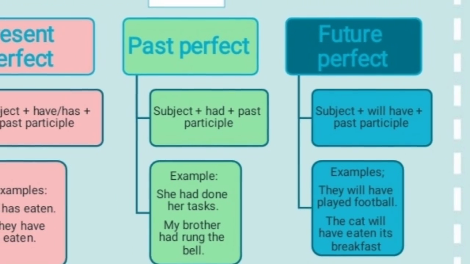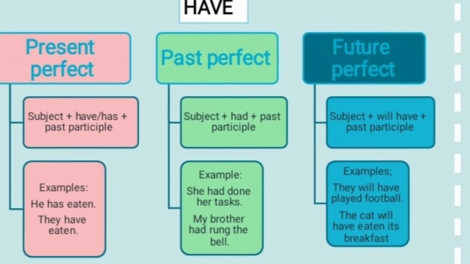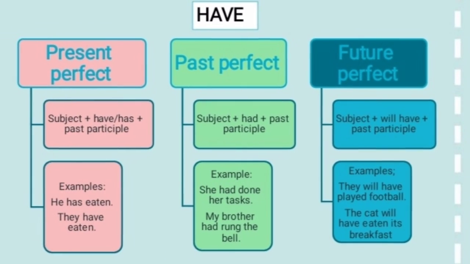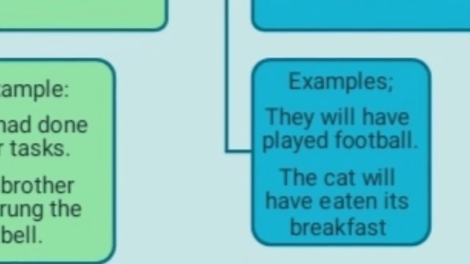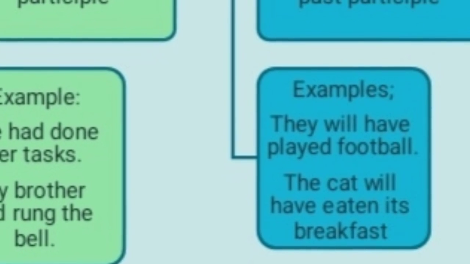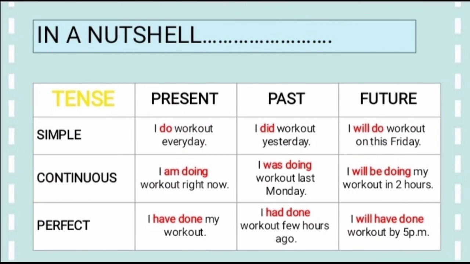In future perfect, we will use subject plus will have plus past participle. Examples, they will have played football. The cat will have eaten its breakfast. Yay, you have finally arrived at the last part of agreement. In this part, I have summarized everything.